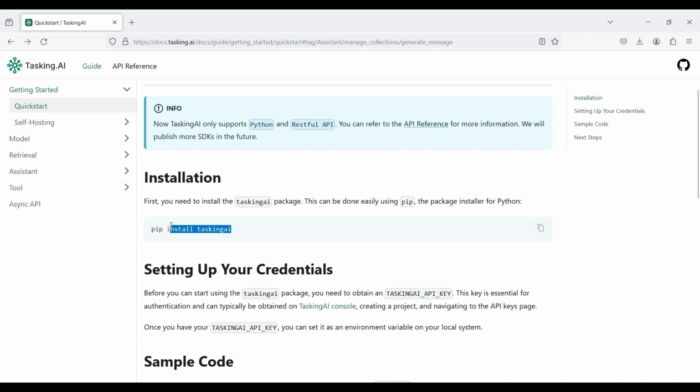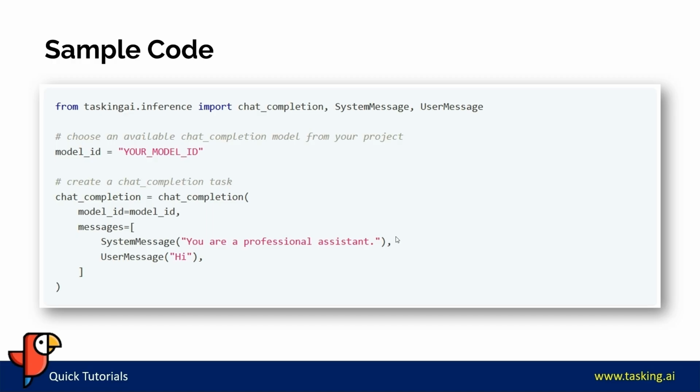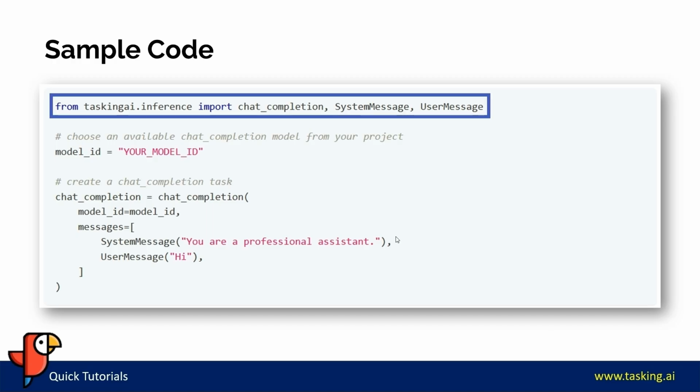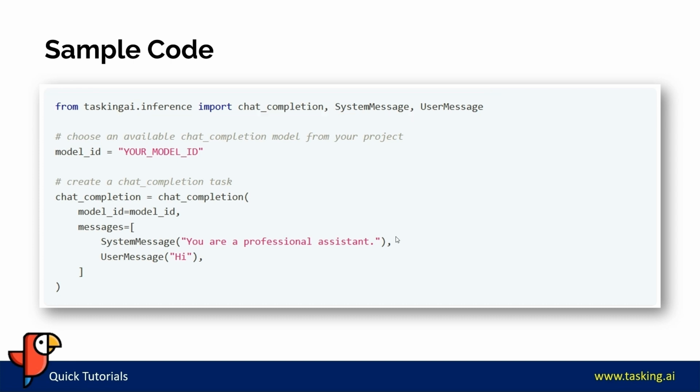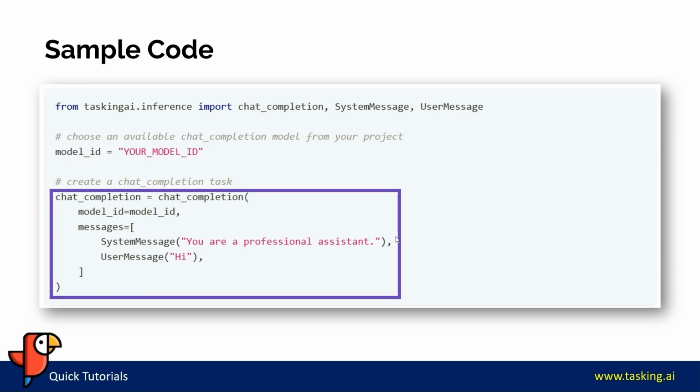To interface with TaskingAI through Python, you can simply install its package using pip. Creating a project with this package is actually very simple. Here's a sample code to talk with a chat model. You first import the required TaskingAI modules. You then provide the model ID to specify your chosen LLM. For example, you can specify ChatGPT as a model here. You then define a chat completion task and pass your model ID and an input message to it. By running this task, you can get the output response of the model.